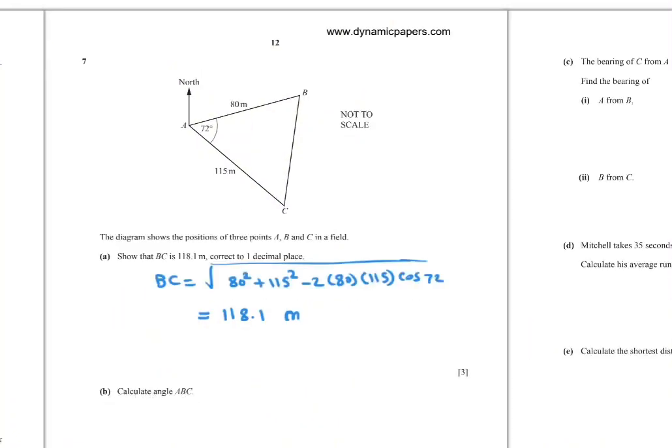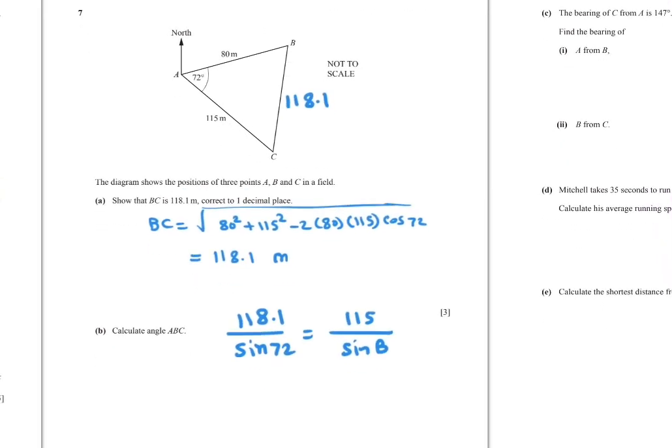B, calculate angle ABC. So we need to find angle B. Now we have BC, 118.1. To find angle B, we can use the sine rule. 115 over sine B equals 118.1 over sine 72. So 118.1 over sine 72 equals 115 over sine B. Now you can find angle B in one step.